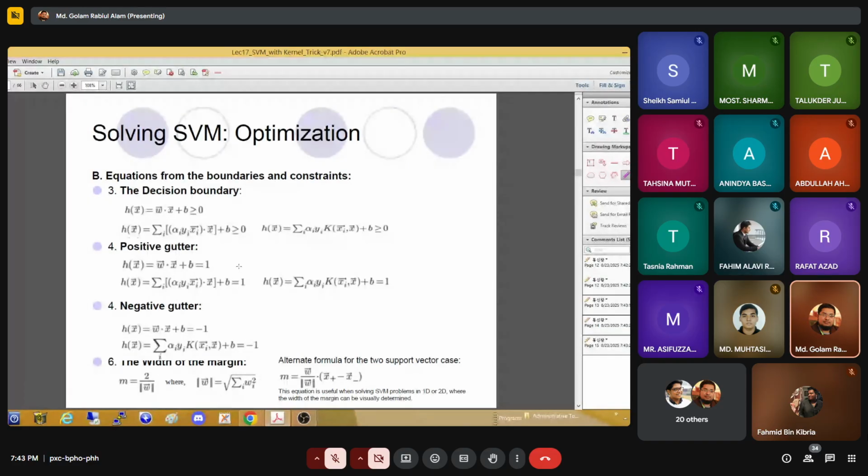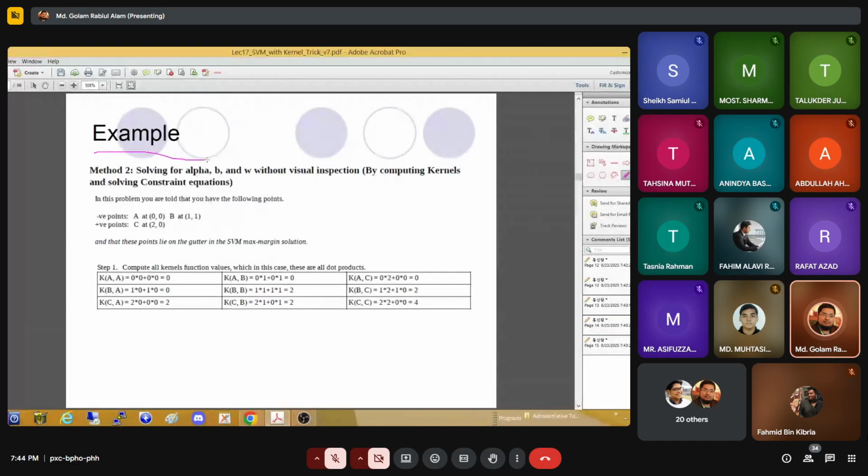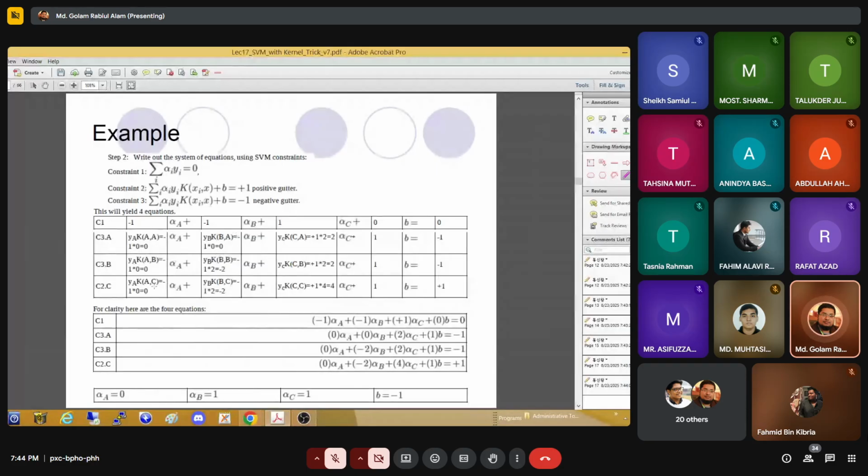Then we discussed one of the examples we have already solved. This is considering our support vectors, and then we have determined our hyperplane, the W transpose X plus B, the hyperplane equation, considering these support vectors. So already we have discussed those in our last class.